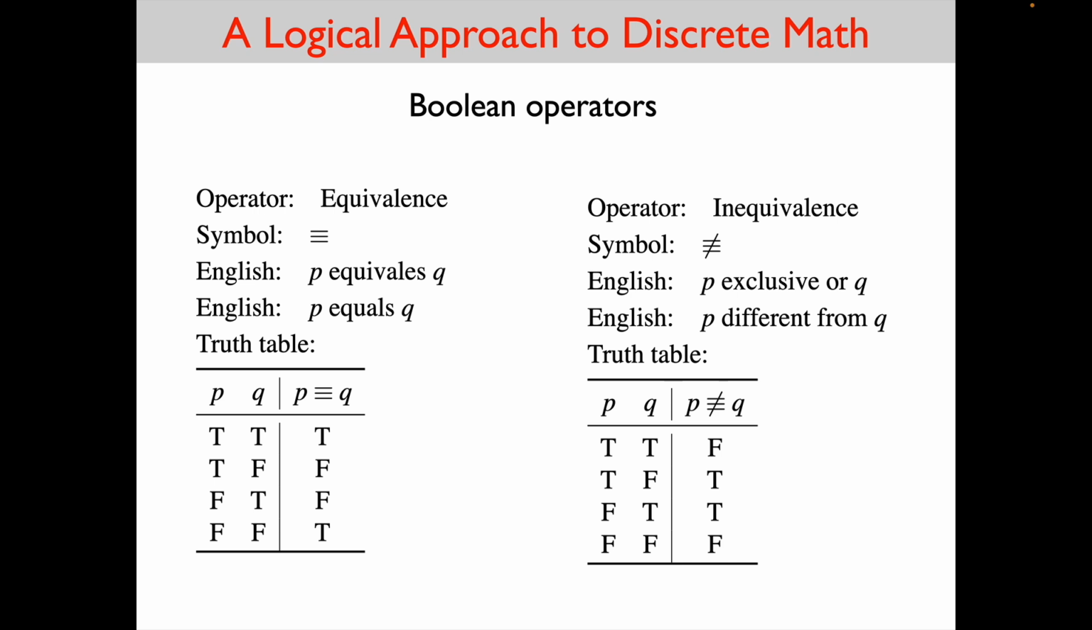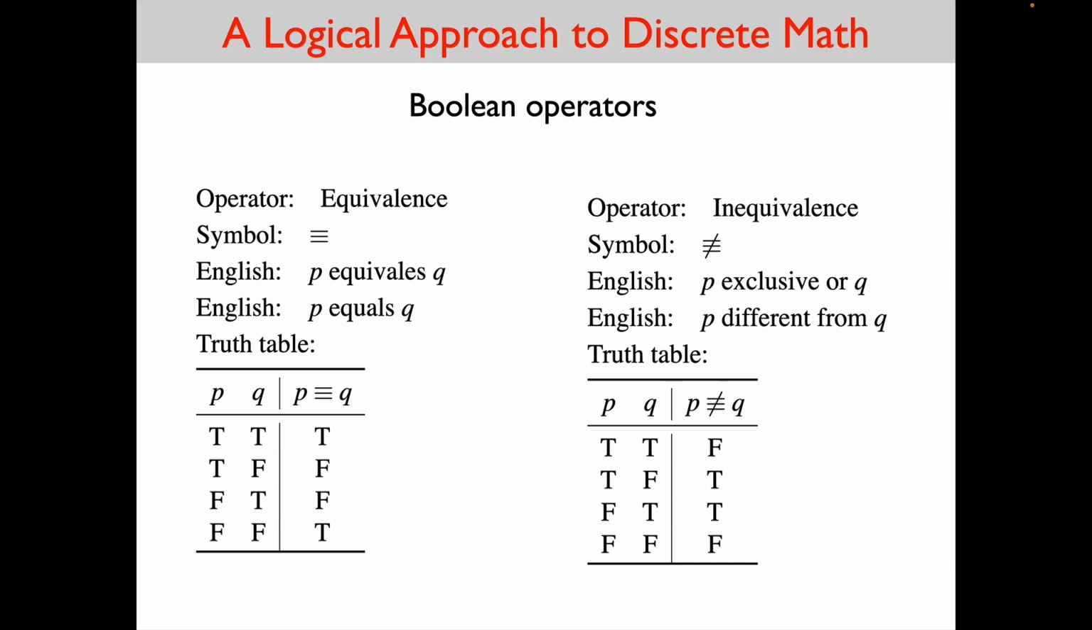And we have an inequivalence operator, which is the equivalence operator with a slash through it. In English, this is called the exclusive OR operator. So P exclusive OR Q. Another way to say it is P is different from Q. Basically it's the opposite of P equivales Q. So if P equivales Q is true, P exclusive OR Q is false, and vice versa. If P equivales Q is false, then P exclusive OR Q is true.